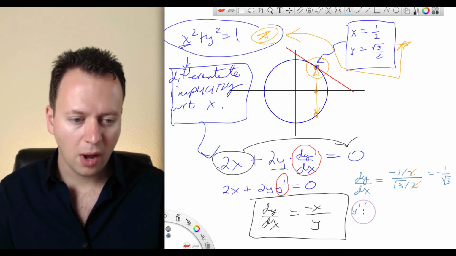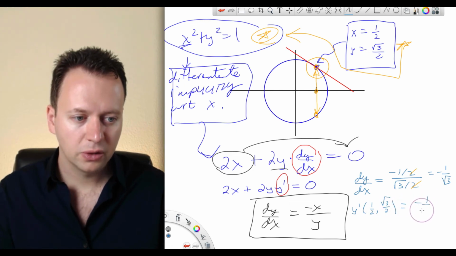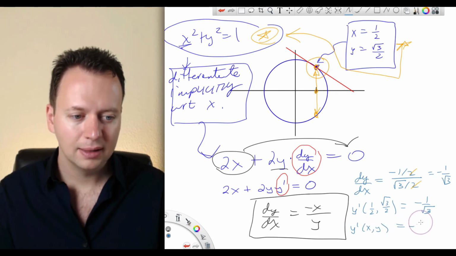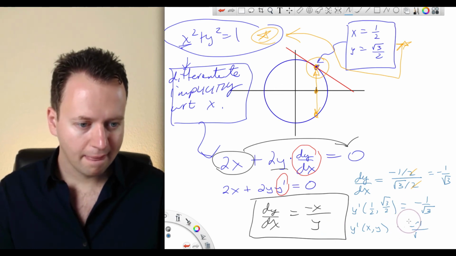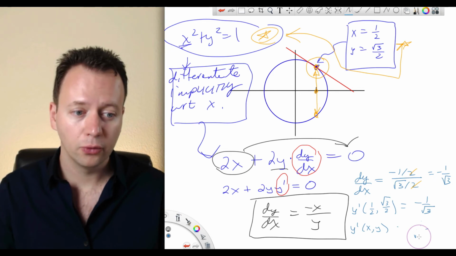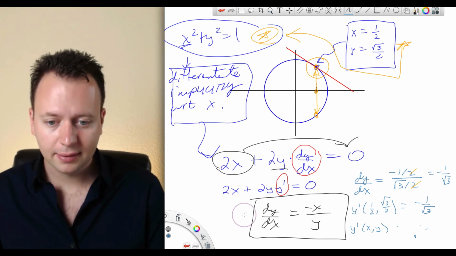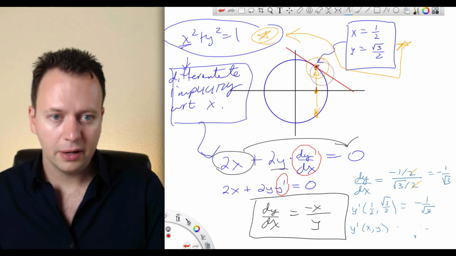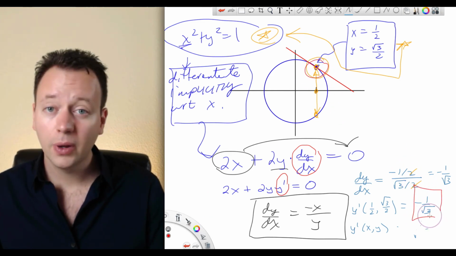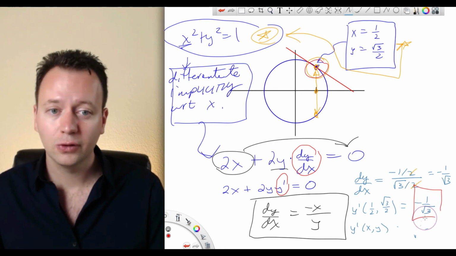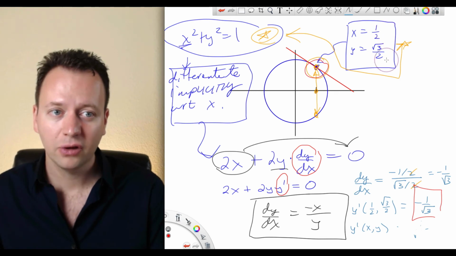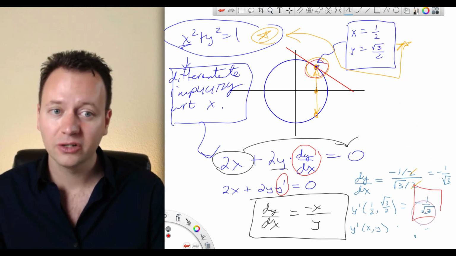Another way of writing this is y prime at the point (1/2, root 3 over 2) is equal to minus 1 over root 3. So this notation will be y prime as a function of x and y is equal to minus x over y, which is then evaluated at the point to give minus 1 over root 3. Now we have a point right here, and we have its slope, so we can compute the tangent line and see if we're correct. Let's compute the equation for the line that passes through the point (1/2, root 3 over 2) with slope of minus 1 over root 3.